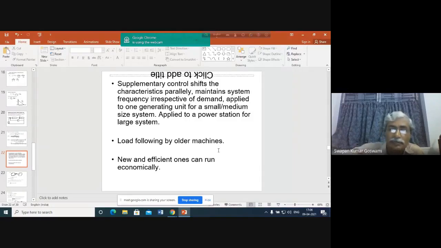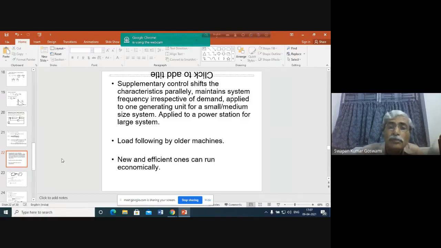This function of load following may be done by the older machines. New and efficient ones can run economically. Since I already mentioned that changing the power output and controlling the frequency, this total function is called the automatic generation control. So in this way, we can allow the newer, more efficient machines to operate at their set power output.